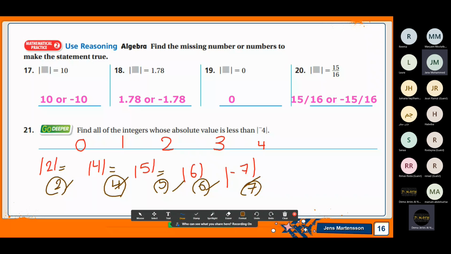So what are the numbers whose absolute value is less than 4? 2. What are the positive numbers that are less than 4? Teacher, you mean Rimas? Yeah, Rimas.